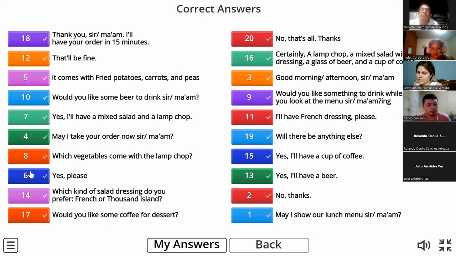Yeah. Okay. We were here in the number eight, right? With vegetables, they come with the lamb chop. Number nine, would you like something to drink while you look at the menu, sir? Because he was still looking for the main dishes in the menu, right? And he answered number 10. Would you like some beer to drink, sir? Oh, it is the same. Two questions, okay? Would you like something to drink? And then the same waiter asks, would you like some beer to drink, sir?